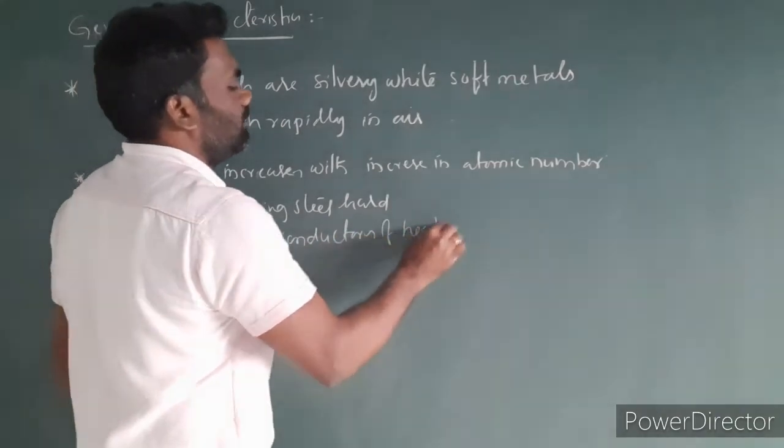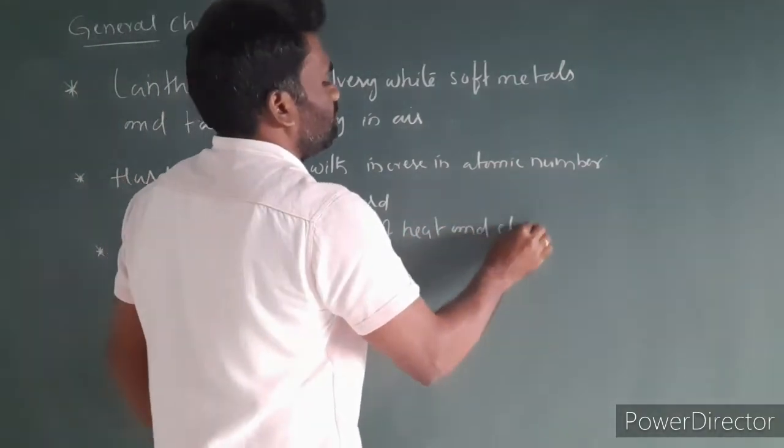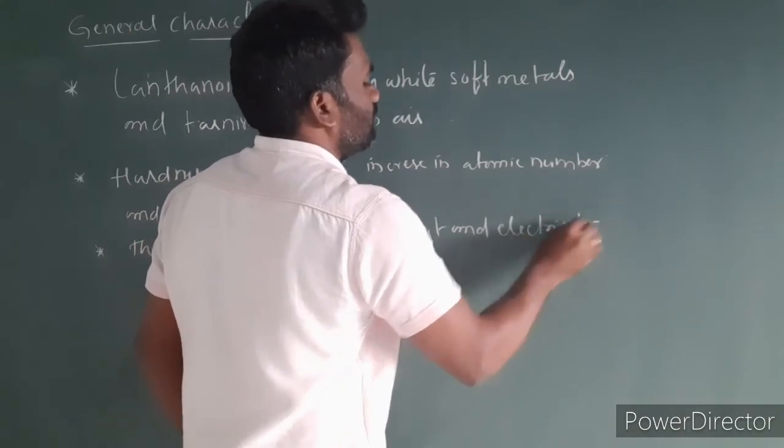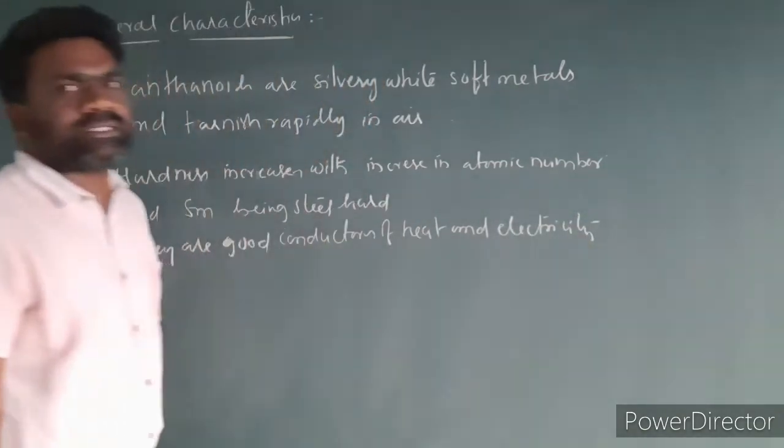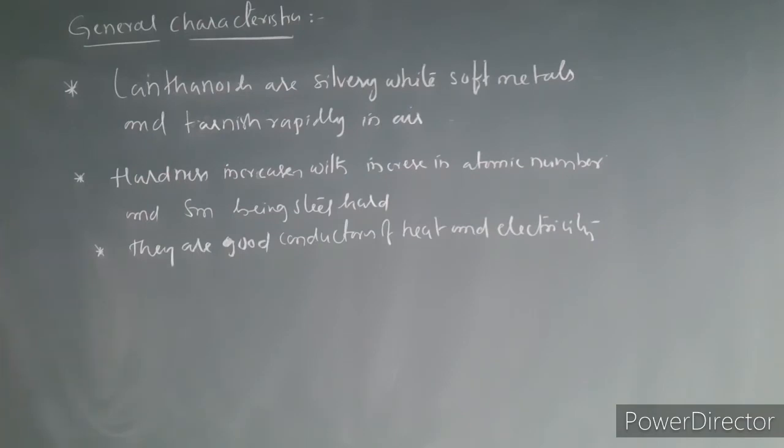Of heat and electricity. They are good conductors of heat and electricity. And the next point is melting point ranging from 1000 to 1200 Kelvin.